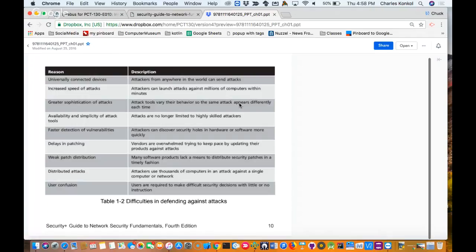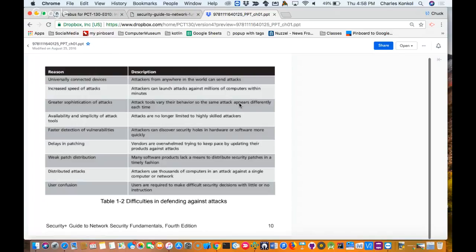Weak patch distribution. Many software products lack a means of distributing security patches in a timely fashion. And you'll learn about different ways to apply a patch this semester. There are automated ways, and there are planned ways, which I recommend, where you do major testing in virtual environments of your network and your computers. You basically have a computer that has pretty much a snapshot of everything you could have on your network, or multiple computers, to test those patches and make sure there are no issues.